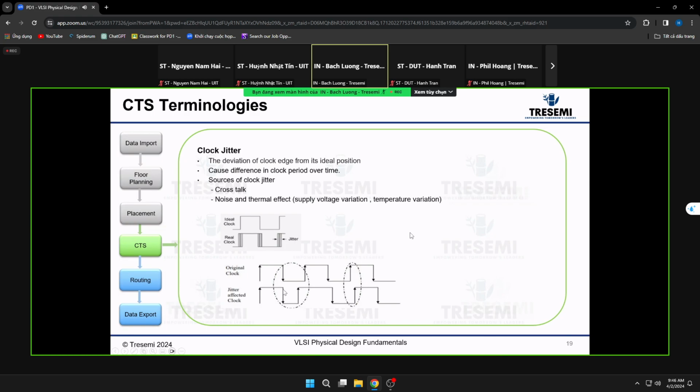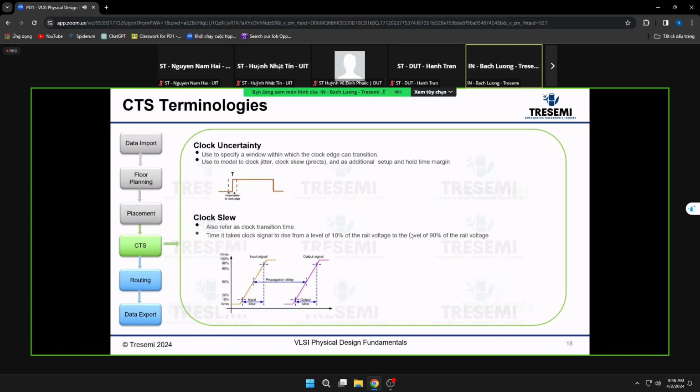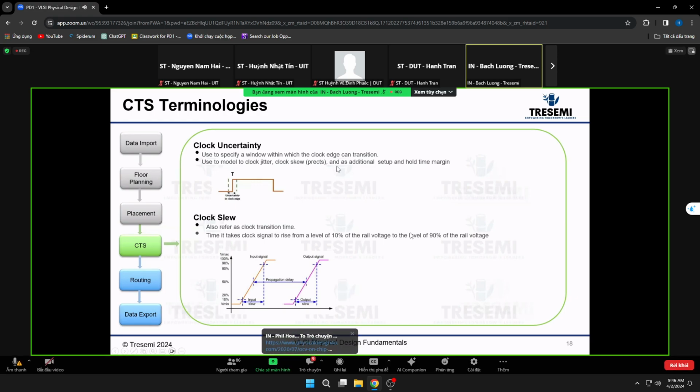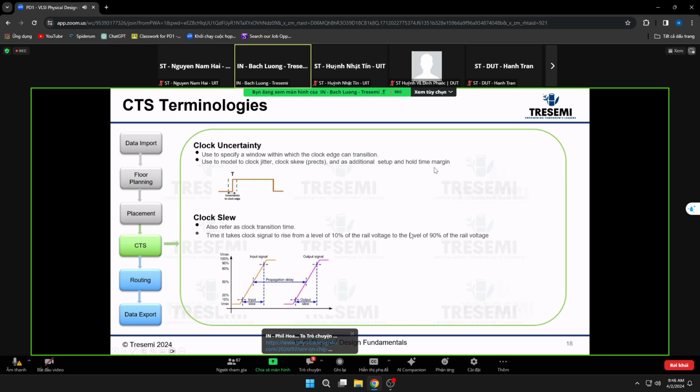This is a waveform example of what the clock jitter looks like. The source of clock jitter is usually crosstalk, and we'll talk about crosstalk later, and also noise and thermal effects from the clock source. Thermal effect means supply voltage variation or temperature variation. So clock uncertainty is used to model the clock jitter. Okay, it is also used for additional setup margin and hold margin.